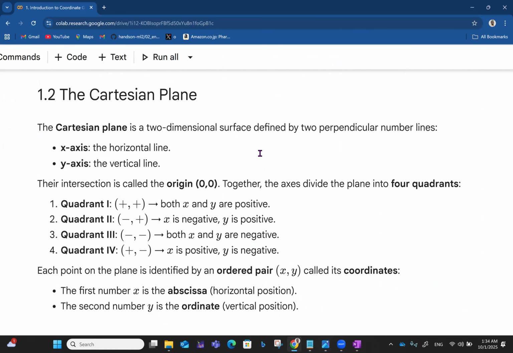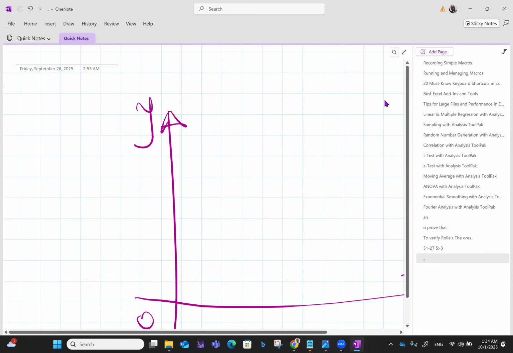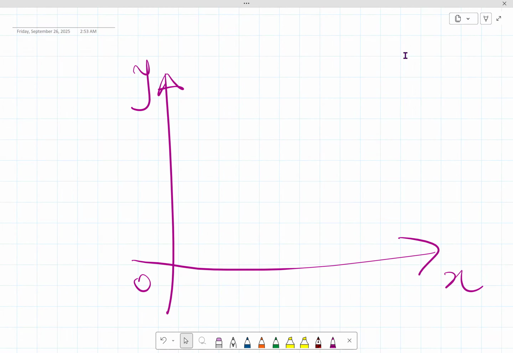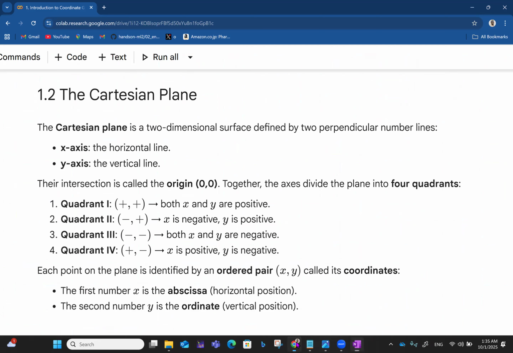Okay, so we have the x-axis, the horizontal line, and the y-axis, the vertical line. Their intersection is called the origin, 0, 0. Of course, as you can see here, where the horizontal and vertical lines meet, that is the origin. Okay, and then we have other concepts. Together, the axes divide the plane into 4 quadrants.